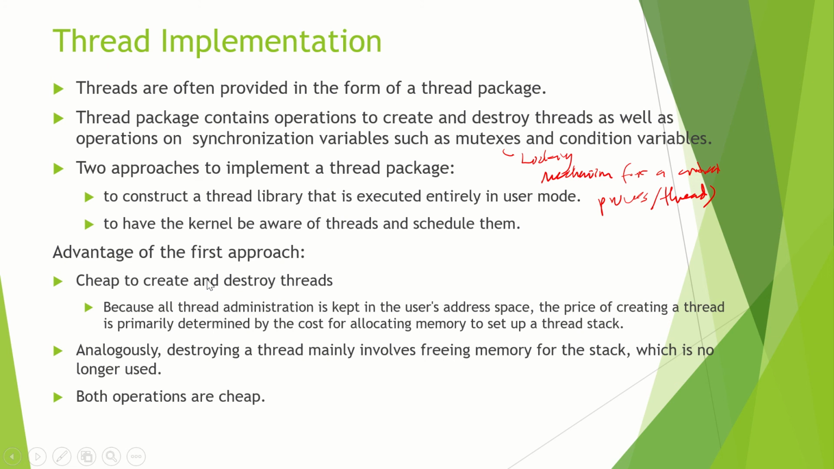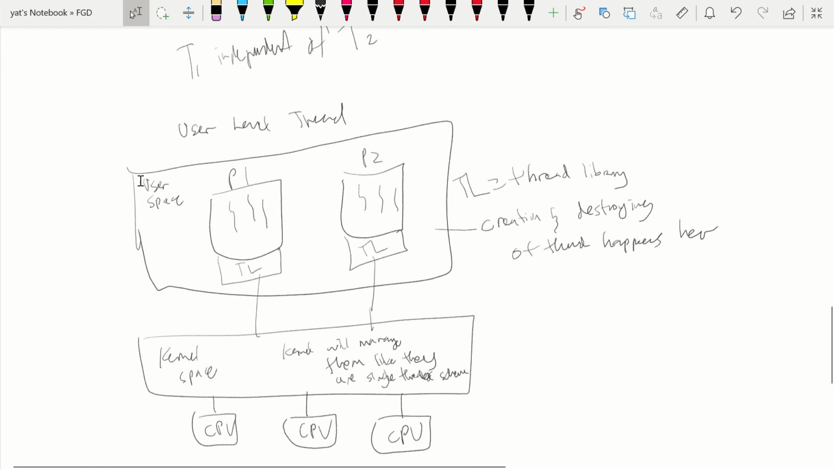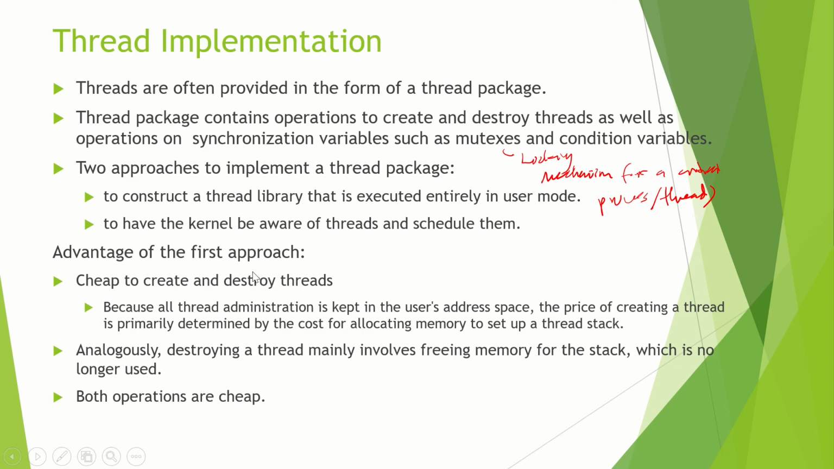So what is the advantage of the first approach? First, it is cheap to create and destroy threads because it is done in the user space only. Because all thread administration is kept in the user's address space, the price of creating a thread is primarily determined by the cost of allocating memory to set up a thread stack. As we mentioned before, the stack holds local function variables that are automatically allocated in the memory. Analogously, destroying a thread mainly involves freeing memory for the stack, which is no longer used.